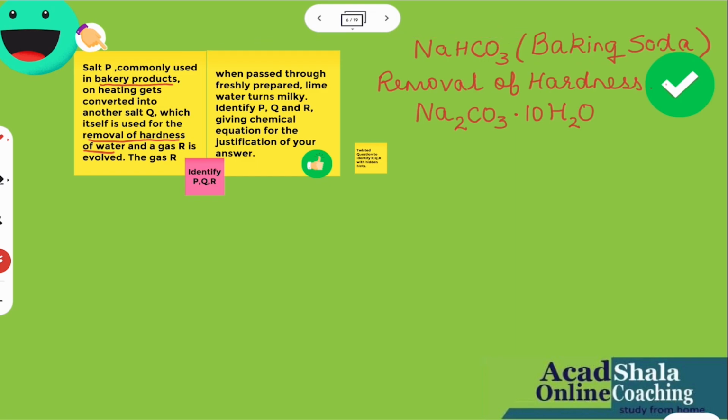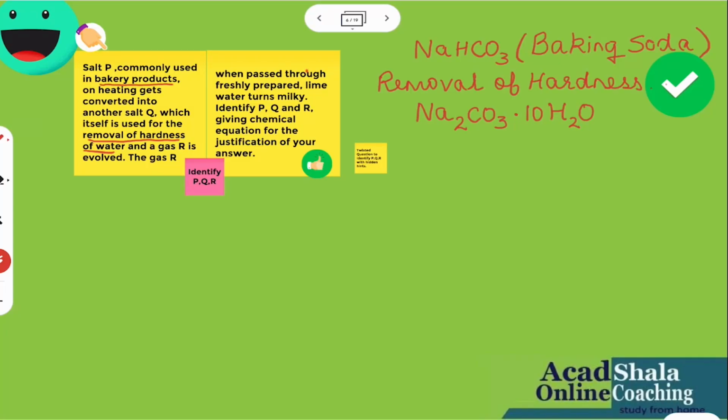Now the second hint is removal of hardness of water. That means a substance is there which is used for the removal of hardness of water. Children, I would like to add over here also: in the MCQ portion, many times they have asked about removal of hardness of water and four options are given. You have to identify and tick mark the correct option. It can come in your MCQs.